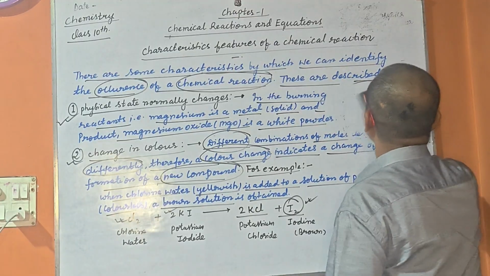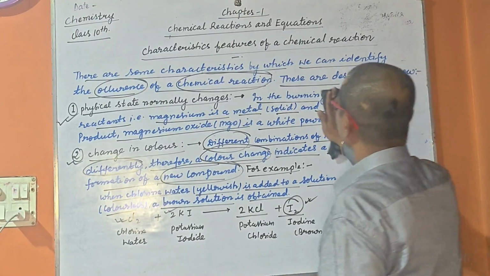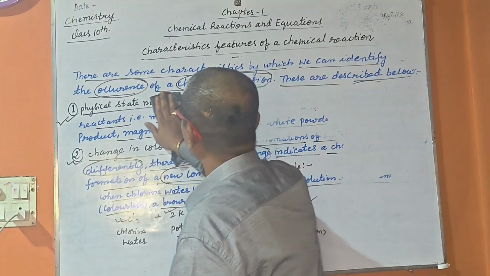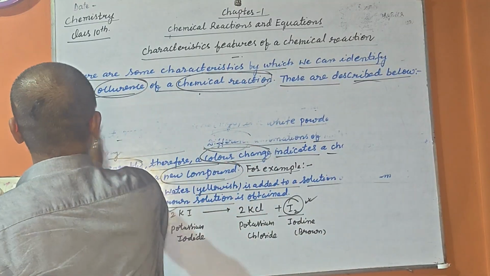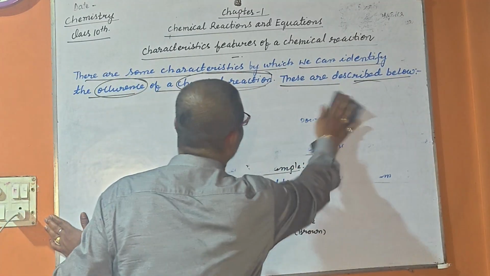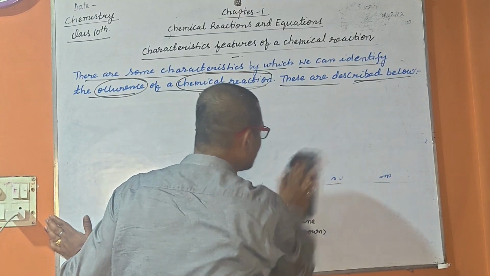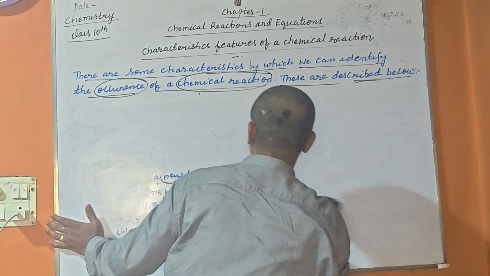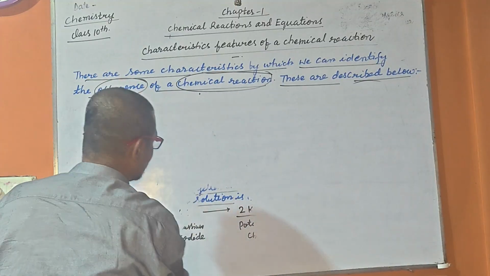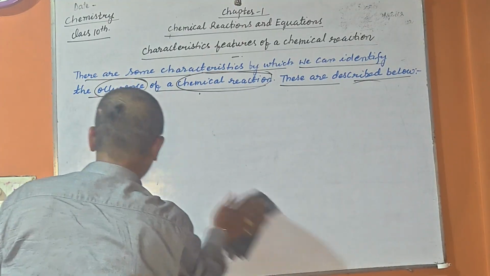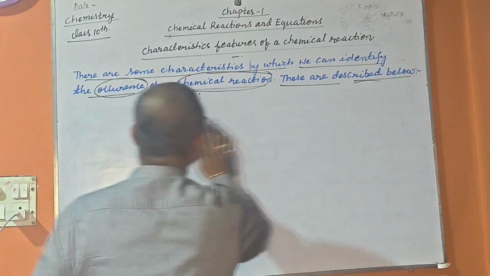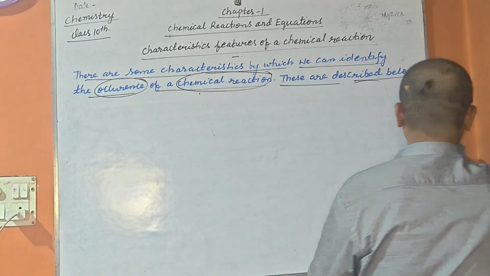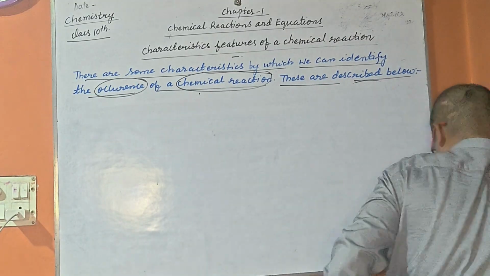Now we are going to discuss the next few characteristic features of a chemical reaction. So let us start. First is the change in state, second is the change in color, and third is the evolution of gas.